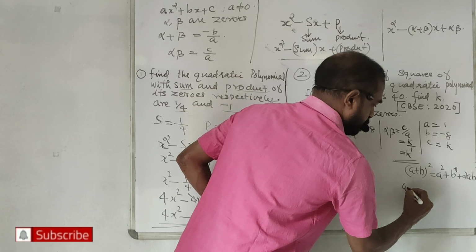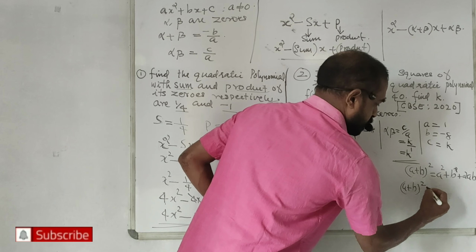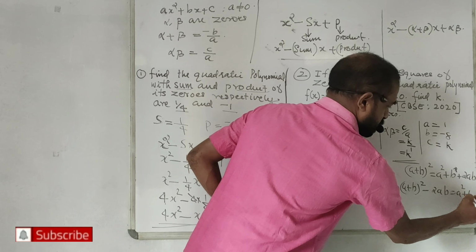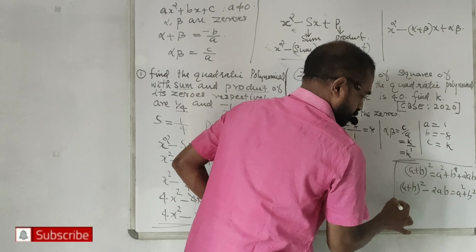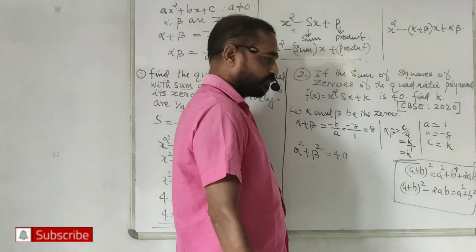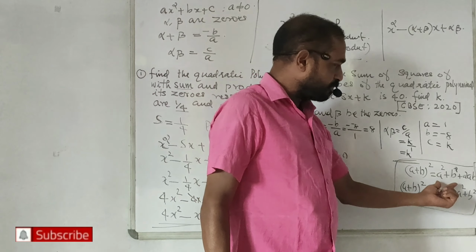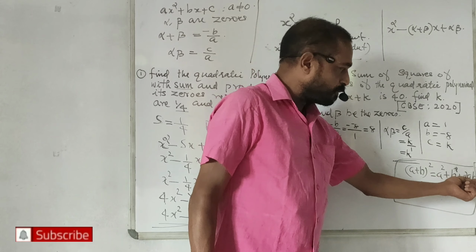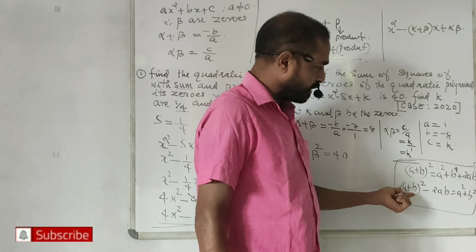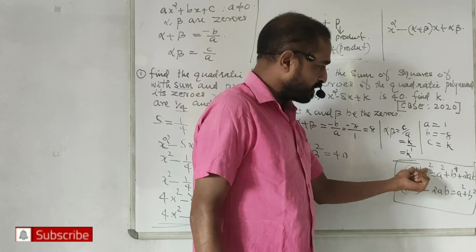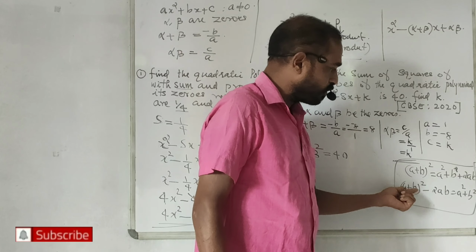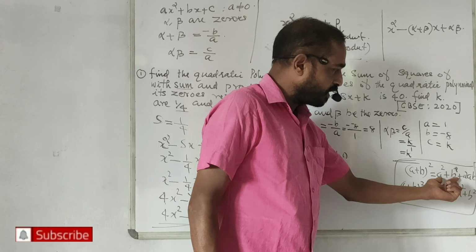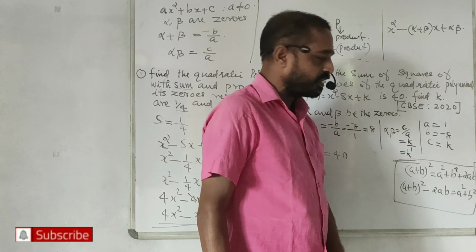Or in other words, (a plus b) whole square minus 2ab is equal to a square plus b square. So in (a plus b) whole square, this plus 2ab is brought to the left hand side. It becomes minus 2ab. (A plus b) whole square, this plus 2ab is brought to the left hand side to become minus 2ab, is equal to, here on the left hand side we are writing a square plus b square as it is.